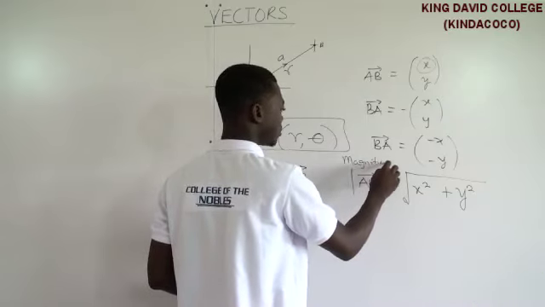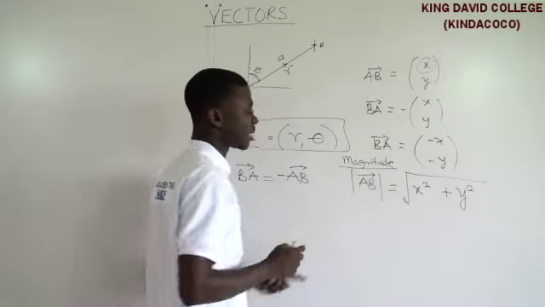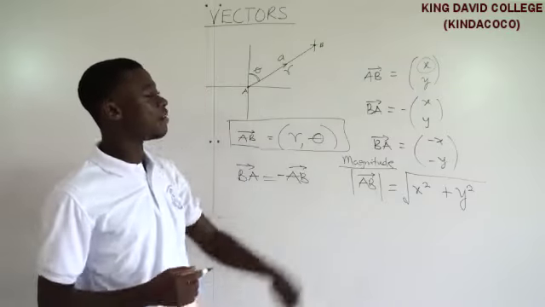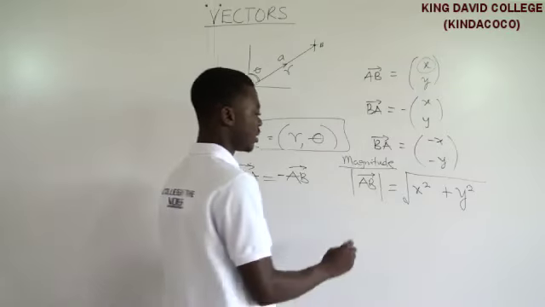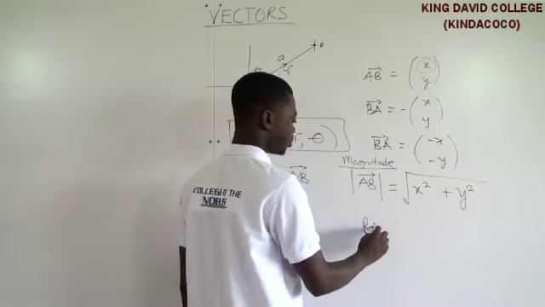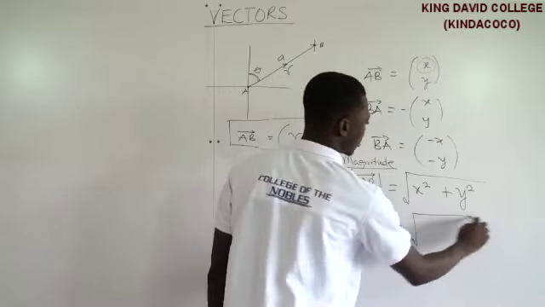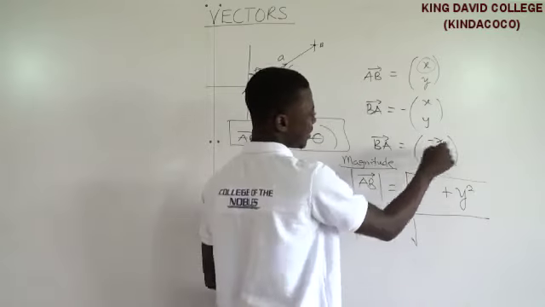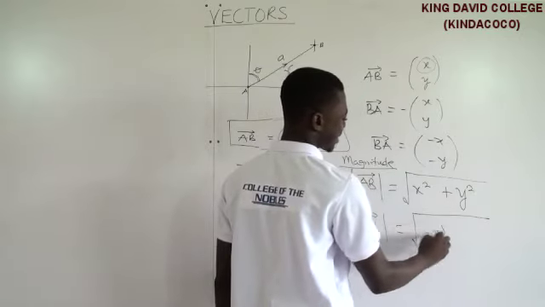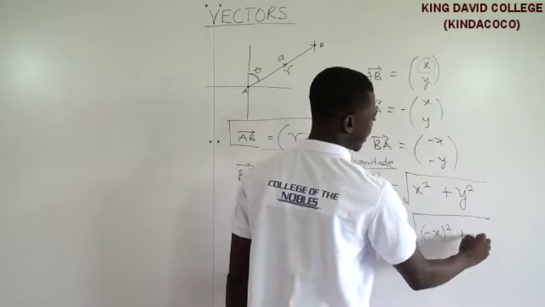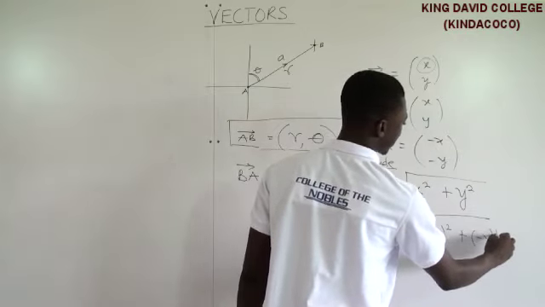Magnitude. Okay, that's the magnitude. So if I need to find the magnitude of BA as well, you realize that BA here is going to be the root of minus X squared plus minus Y squared.